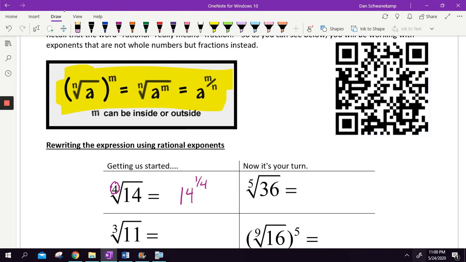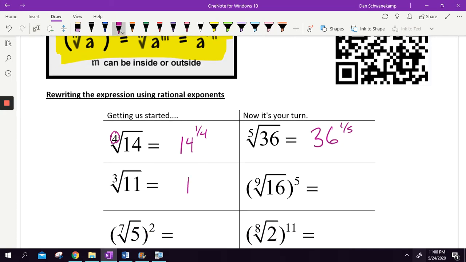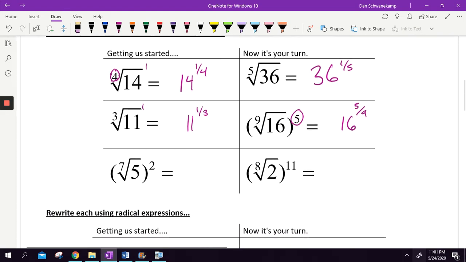That's dumb, but true. This one, 36 to the 1/5 power, because it's fifth root. Cube root of 11, so that is 11 to the 1/3 power. It gets a little bit fancier here, but that is 16. I know that the root is going to be 9. The power this time, all of these were just to the first power, but this time we're to the fifth power. So all that means is we're going to put a 5 on the top of that fractional exponent. So it's 16 to the 5/9.